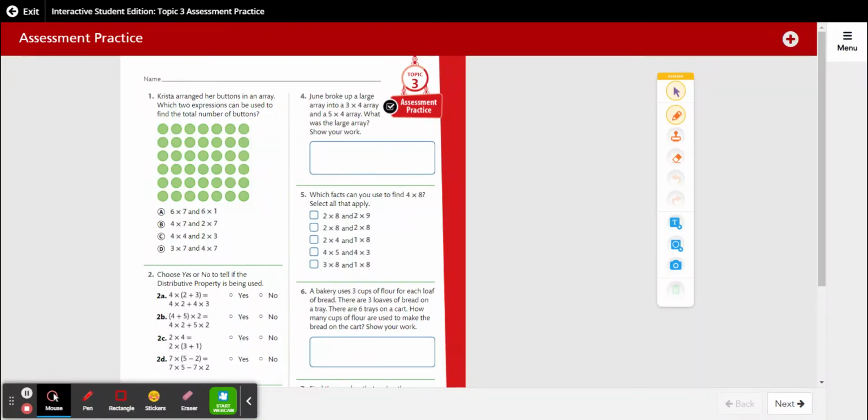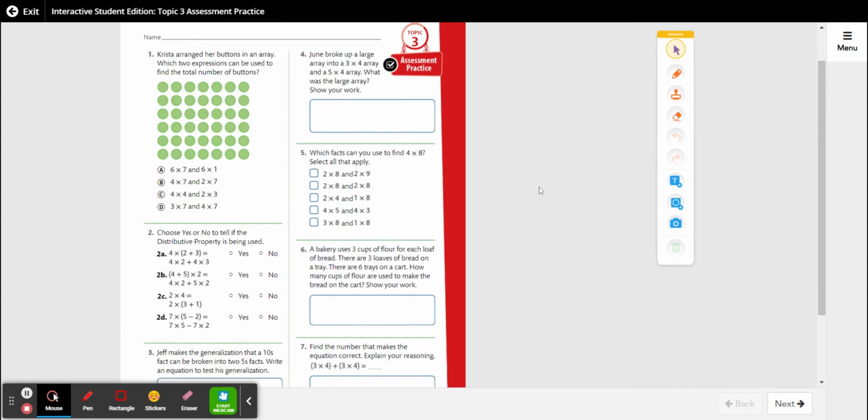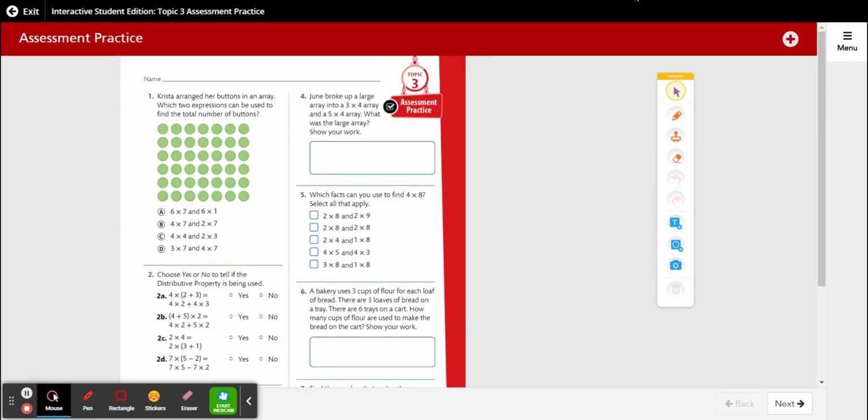This is the assessment practice for the topic 3 test. This is the first page. It's page 109 in your textbook. Let's get started with problem number 1.